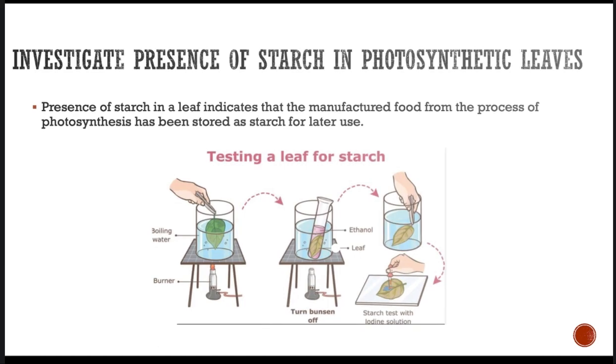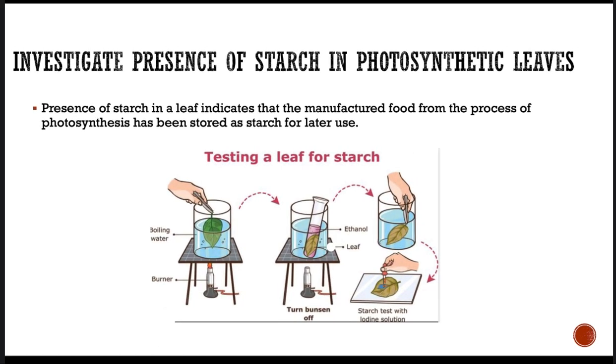Next, we're going to investigate the presence of starch in a photosynthetic leaf. The presence of starch in a leaf indicates that the manufactured food from the process of photosynthesis has been stored as starch for later use.